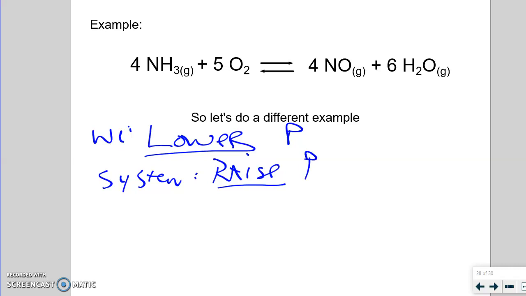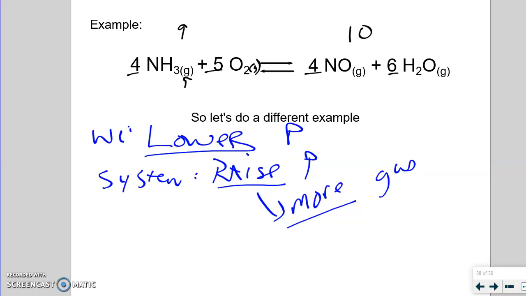So the system wants to raise the pressure. So the system wants to go to the place with more gas molecules. So we want to find the side with more gas molecules. Here, this is a gas molecule. This is a gas molecule. I don't know why that didn't get printed in there. And then they're all gas molecules. So now we don't want to ignore any coefficients. We have 4 and 5 for a total of 9 on the left, and we have 4 and 6 for a total of 10 on the right.